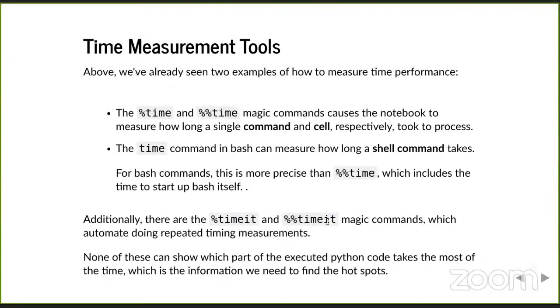There are extra commands. We'll see it at least a few times, called timeit and percent timeit. They repeat the measurement. So in a sort of measurement methodology, that's much better. They'll tell you how often they measure the same expression and how long it took. They'll take an average.